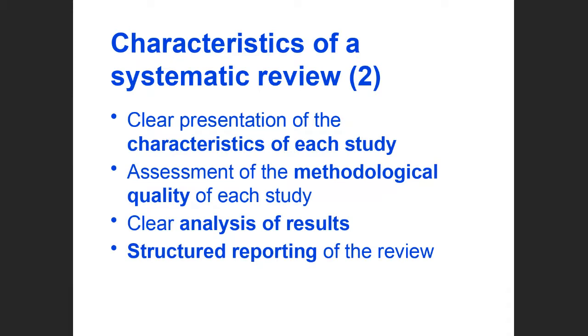We also see that each individual study is clearly presented, often in the form of tables or diagrams, as we've seen in some of the examples before, that each study that goes into the review is assessed for its methodological quality, and this is done using a checklist, which will be shown later, that there's a clear analysis of the results, and that finally the review is reported in a very structured and easy to navigate way. So once you know how to read a systematic review, then you can read other systematic reviews. Navigating around a Cochrane review will allow you to navigate around other Cochrane reviews because of the standard format for reporting.